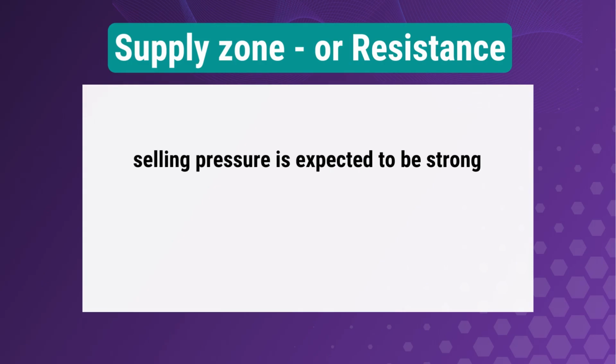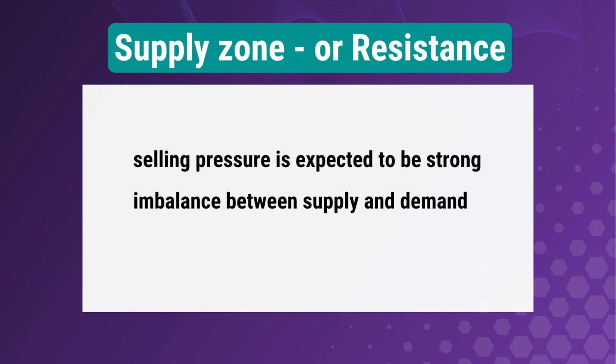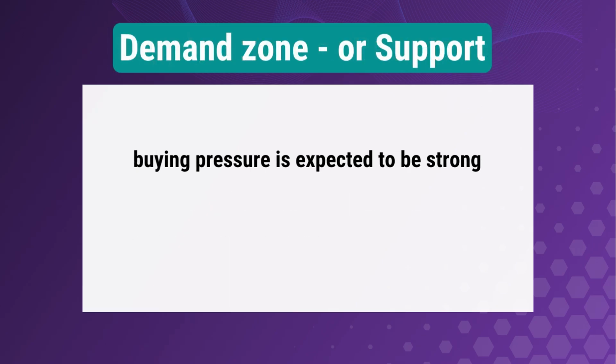In trading, a supply zone refers to an area on a price chart where selling pressure is expected to be strong, causing an imbalance between supply and demand and potentially leading to a price decline. A supply zone is typically marked by a previous price level where the market encountered significant selling activity and resulted in a reversal or a prolonged consolidation.